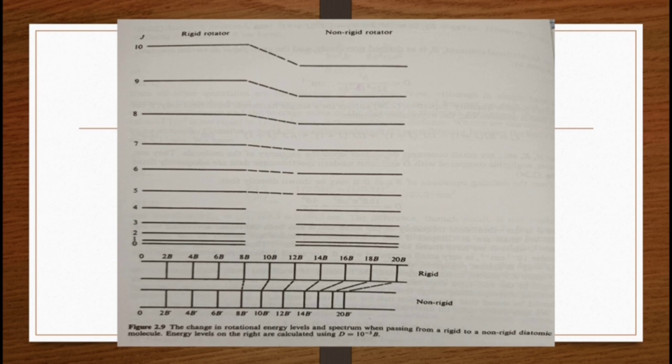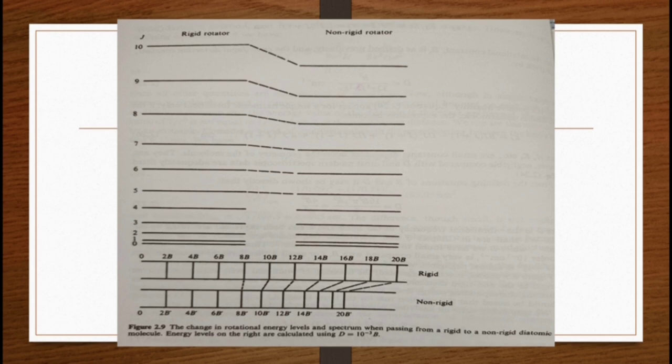In case of the rigid rotator, B is directly proportional to the bond length, or R square. But the same case is not observed in the non-rigid rotator. The value will be either increasing or decreasing. As J increases, B will be decreasing. So see here, the spacing between lines is less as compared to the rigid rotor.